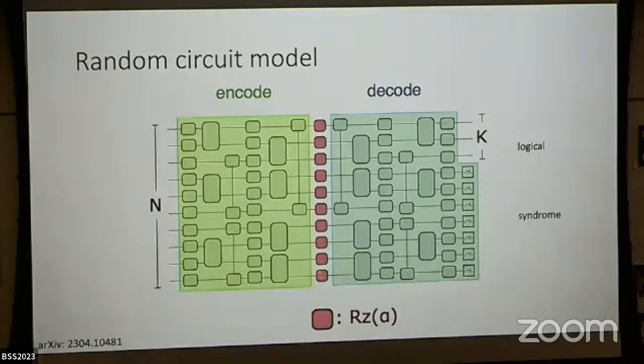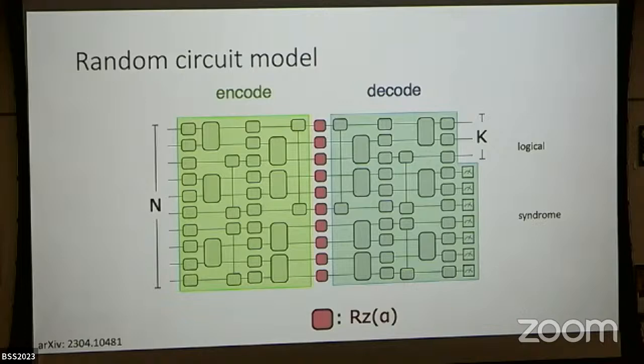Now, what we'll do in this model is we'll add a Z rotation, a single qubit Z rotation on each qubit. They're all going to have the same amount of rotation, alpha. And we add that in between the encoding and decoding step. And for an arbitrary alpha, this is not a Clifford. And so it can add magic. And so this decoding process will no longer be perfect.